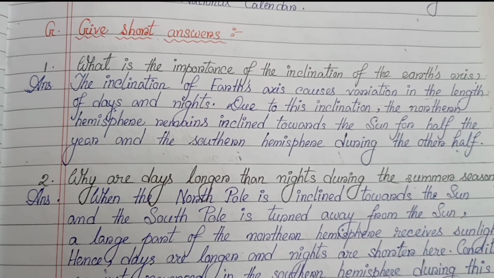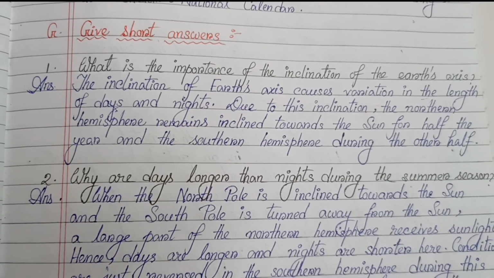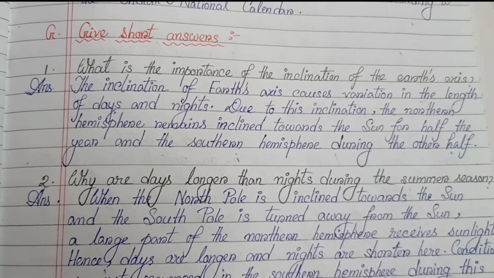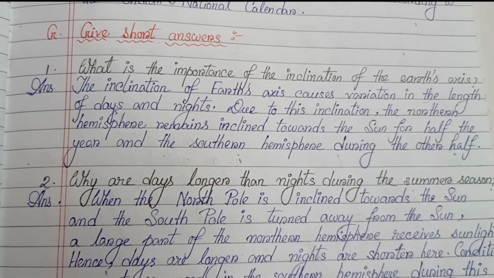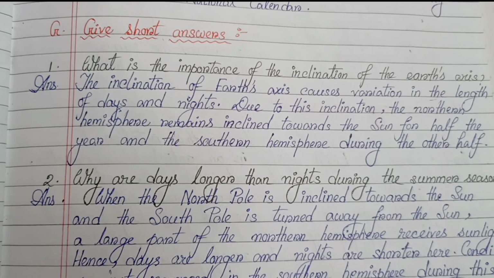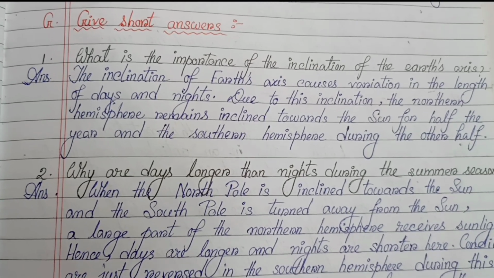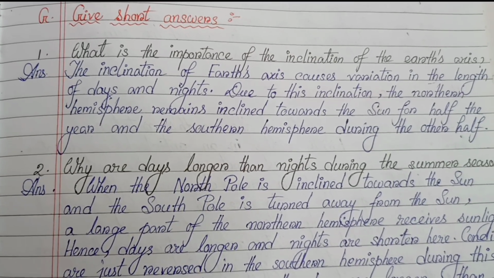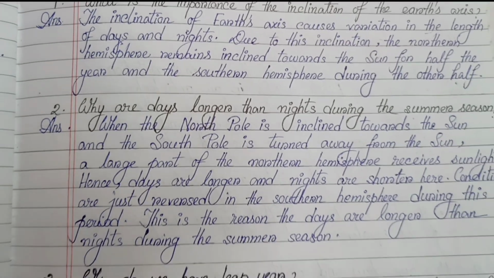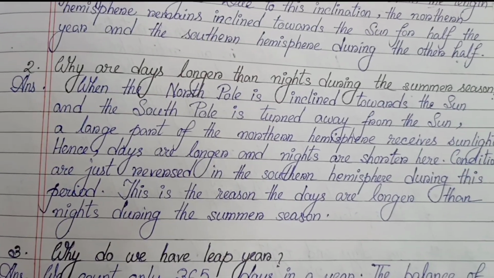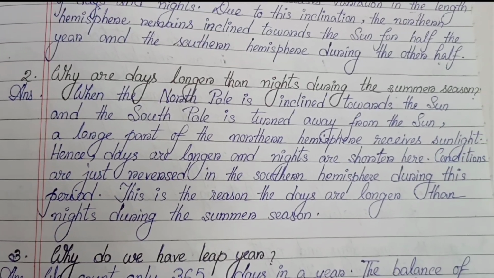The inclination of the earth's axis causes variation in the length of days and nights. Due to this inclination, the northern hemisphere remains inclined towards the sun for half the year and the southern hemisphere during the other half.